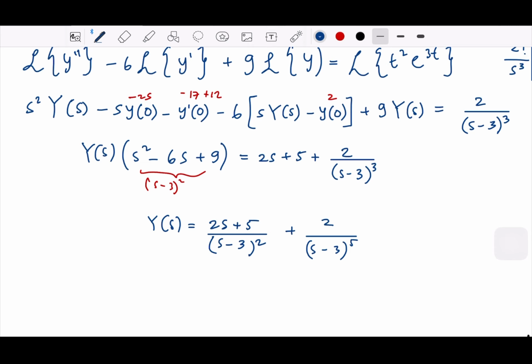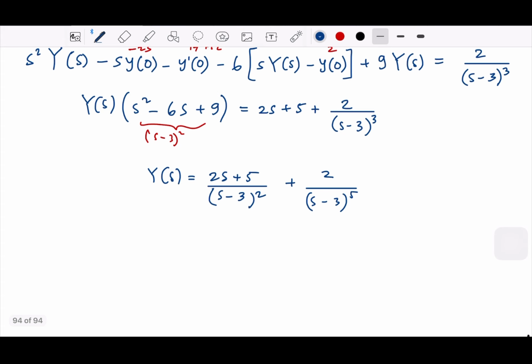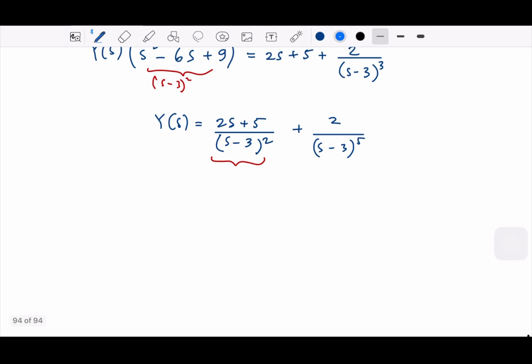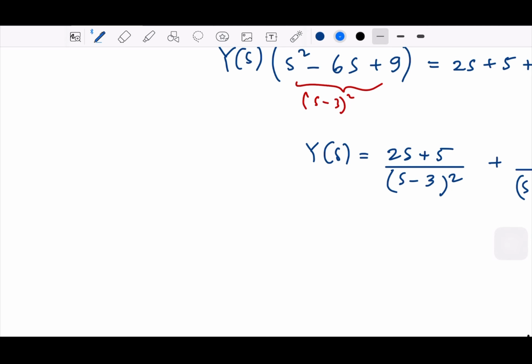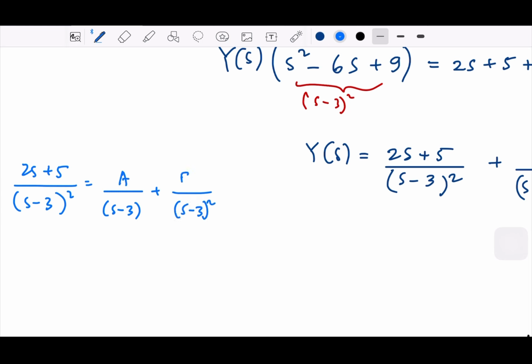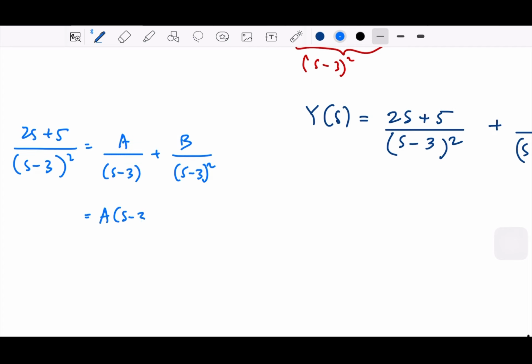Now I think we could separate this by taking the partial fractions. So I will take that in this small part here. Let me write here, just to remind you how to do partial fractions. So this will be A over s minus 3 plus B over s minus 3 squared. So we are going to have A(s minus 3) plus B.